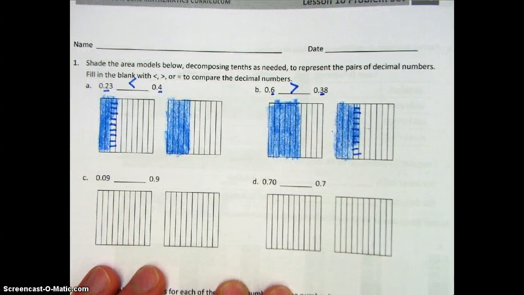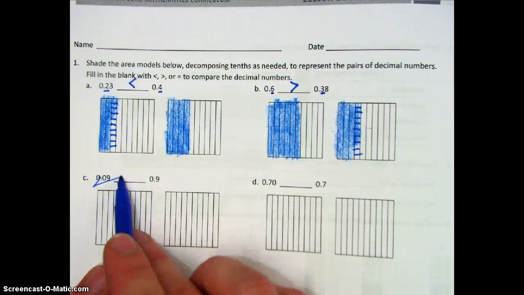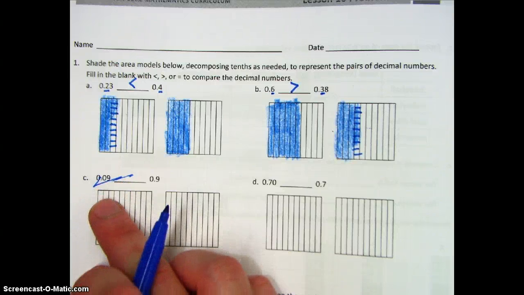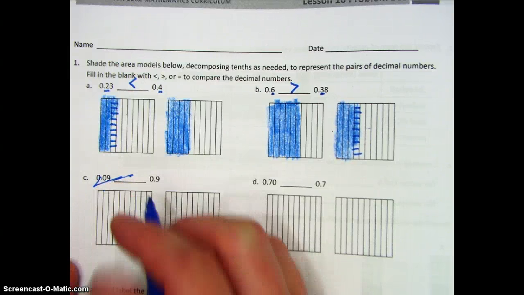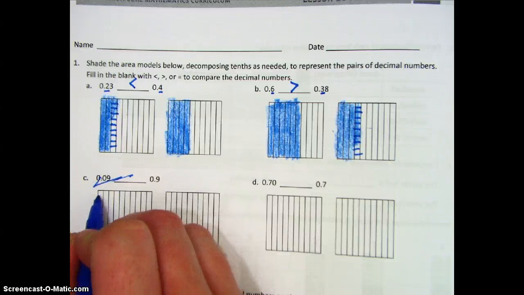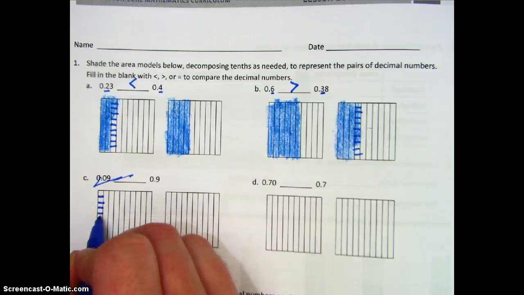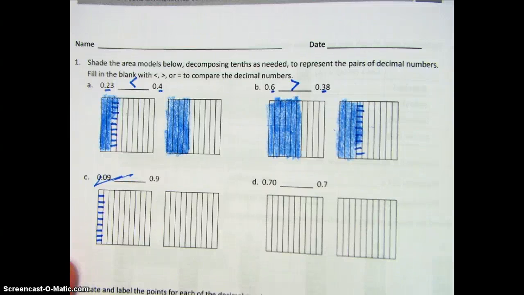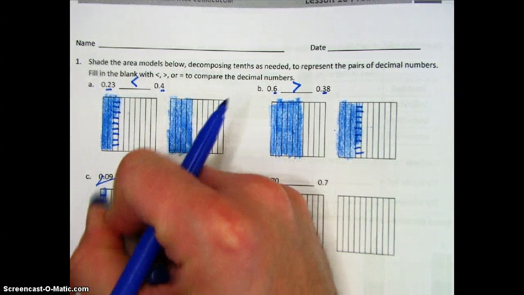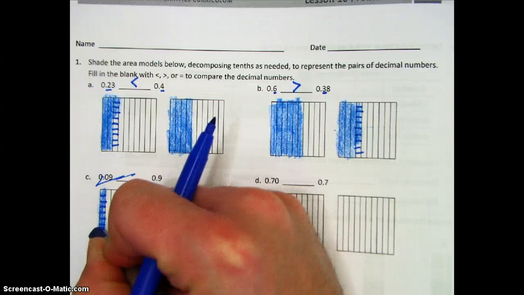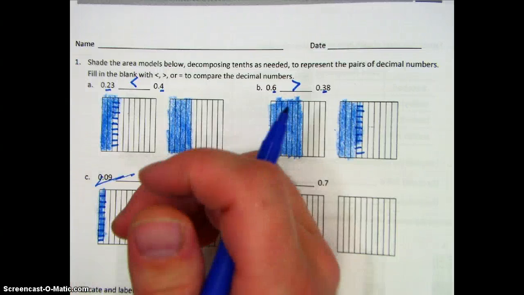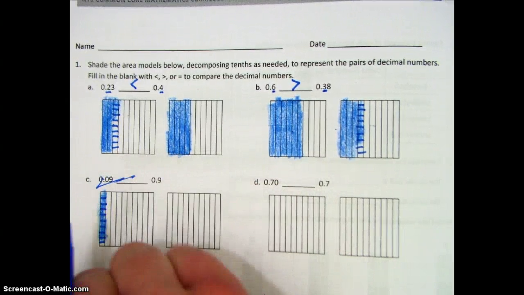Okay, moving on to letter C. This one's a little bit tricky because they both have a 9 in it, but notice that the 9 is in a different place. Ignore the scribble. So our first one here, we have 9 hundredths. We have 0 tenths. So our first section here, we're going to actually fill in 9 hundredths. Just clean this up a little bit.